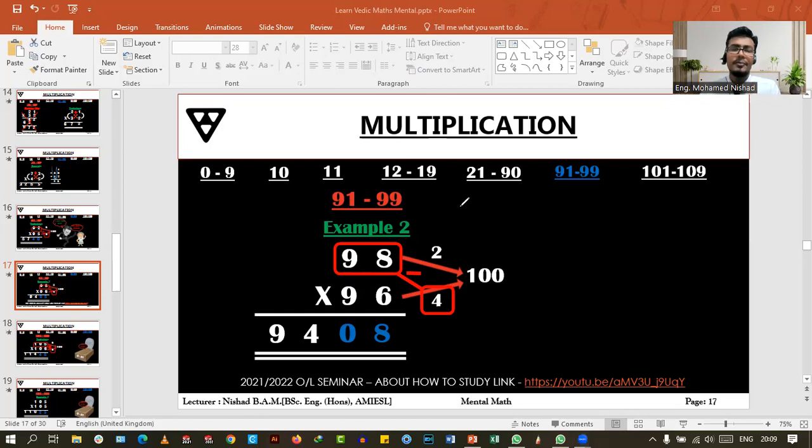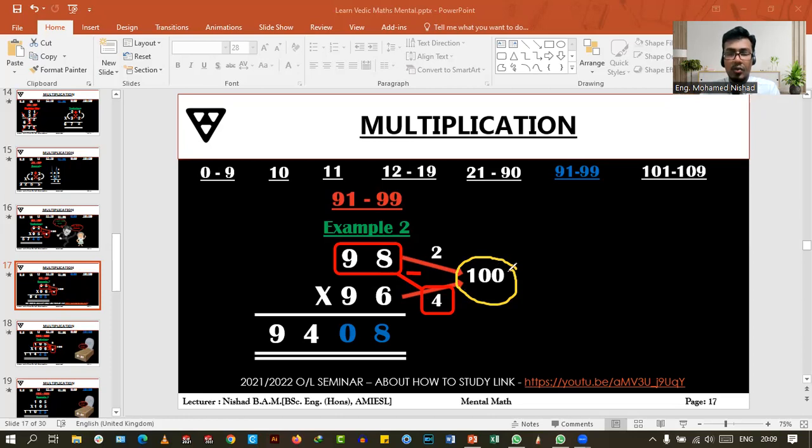So here, if you see something like 98 times 96, it's very simple. These two numbers are near to 100. So what we have to do is write 100 like this. Just for explanation purposes, I'm writing these things for you. When you are doing the calculation, you can think, okay, 100 will be there and 2 will be there, and you can calculate that.